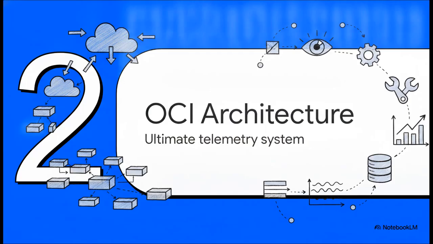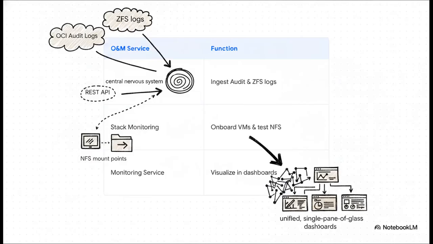So, how do we actually do this? That brings us to Section 2, the OCI integration architecture, building the ultimate telemetry system. This brilliantly illustrates how all the puzzle pieces fit together. We're basically leveraging three main OCI services here. First up, Logging Analytics. This ingests both your OCI audit logs and your ZFS logs via a REST API. Honestly, consider this your central nervous system for log correlation.